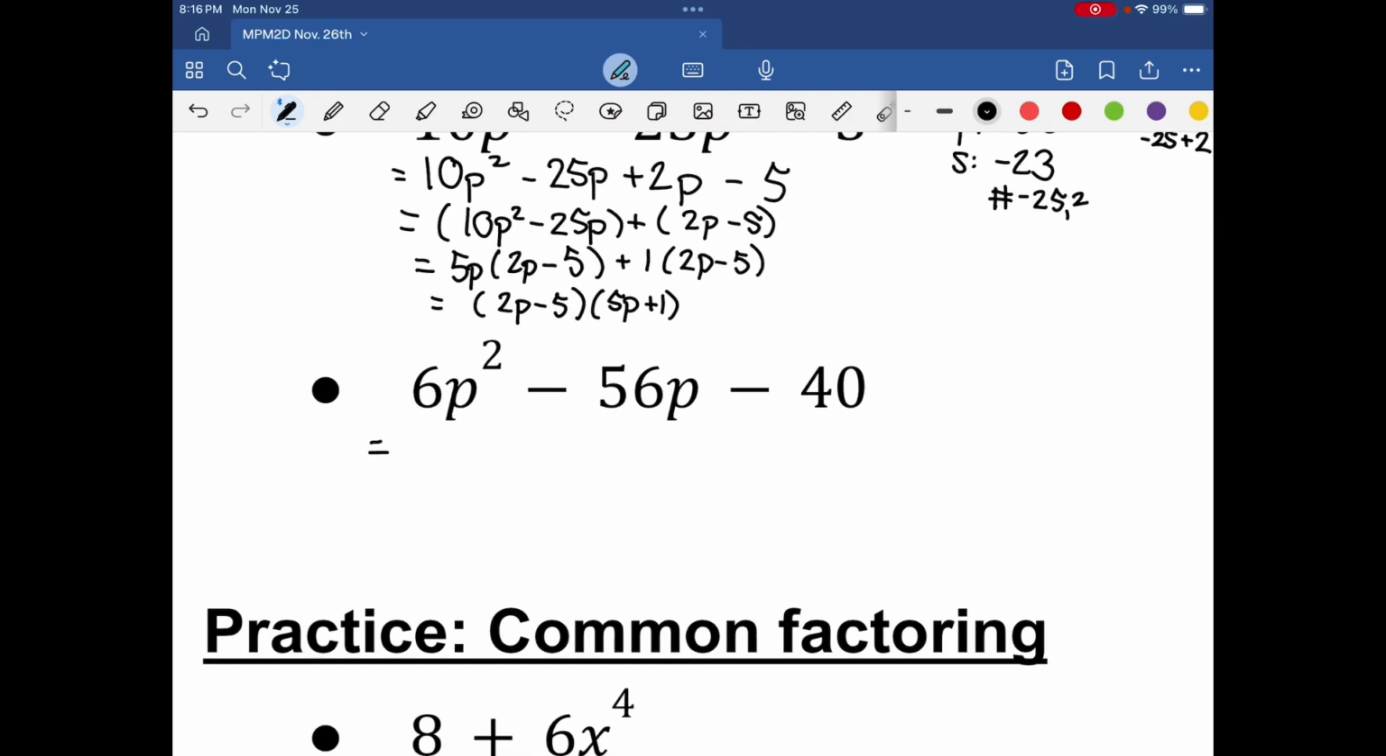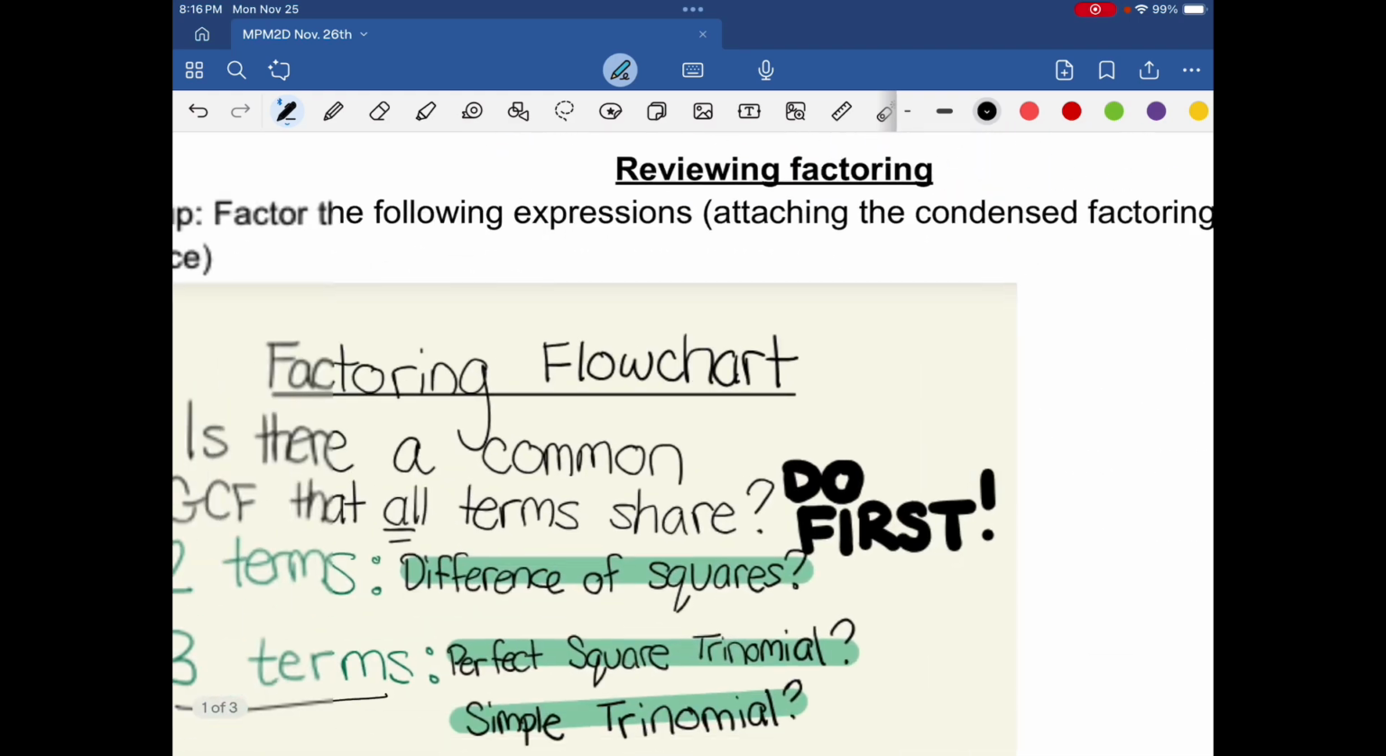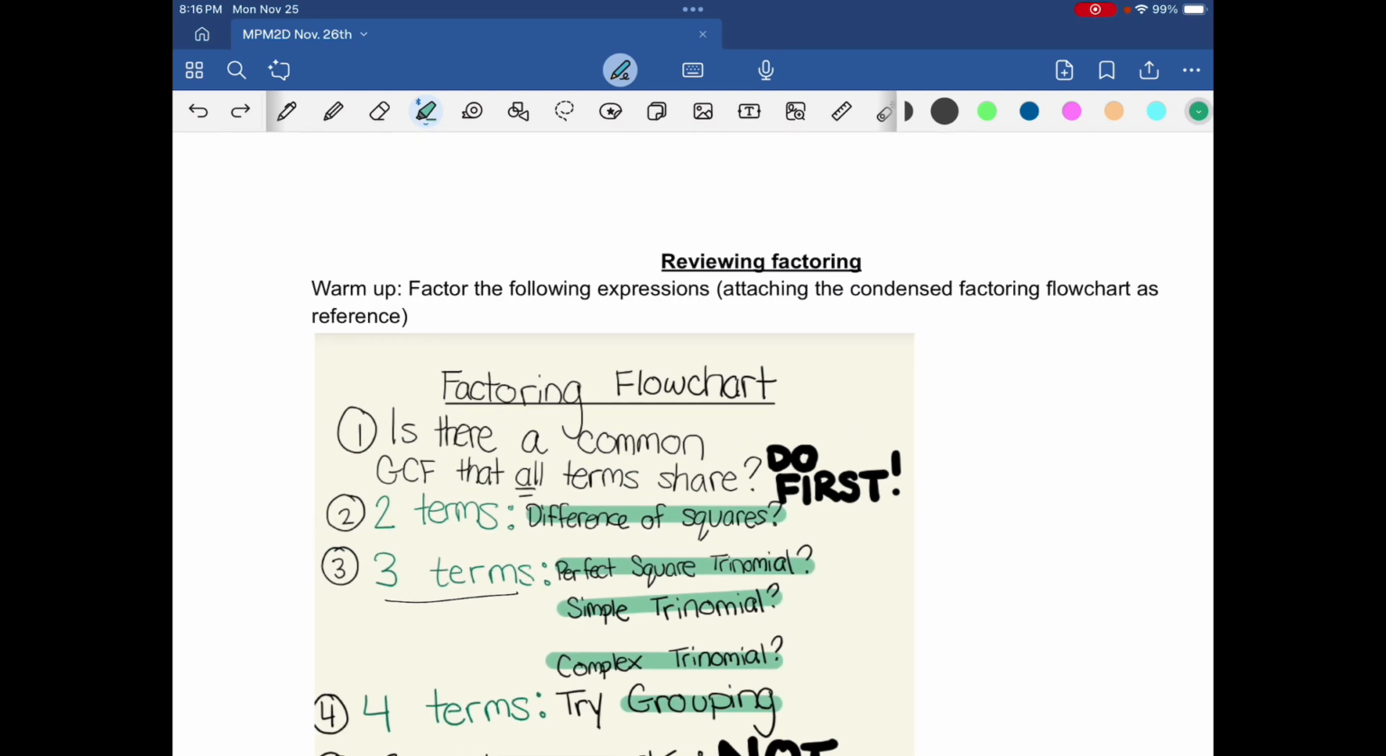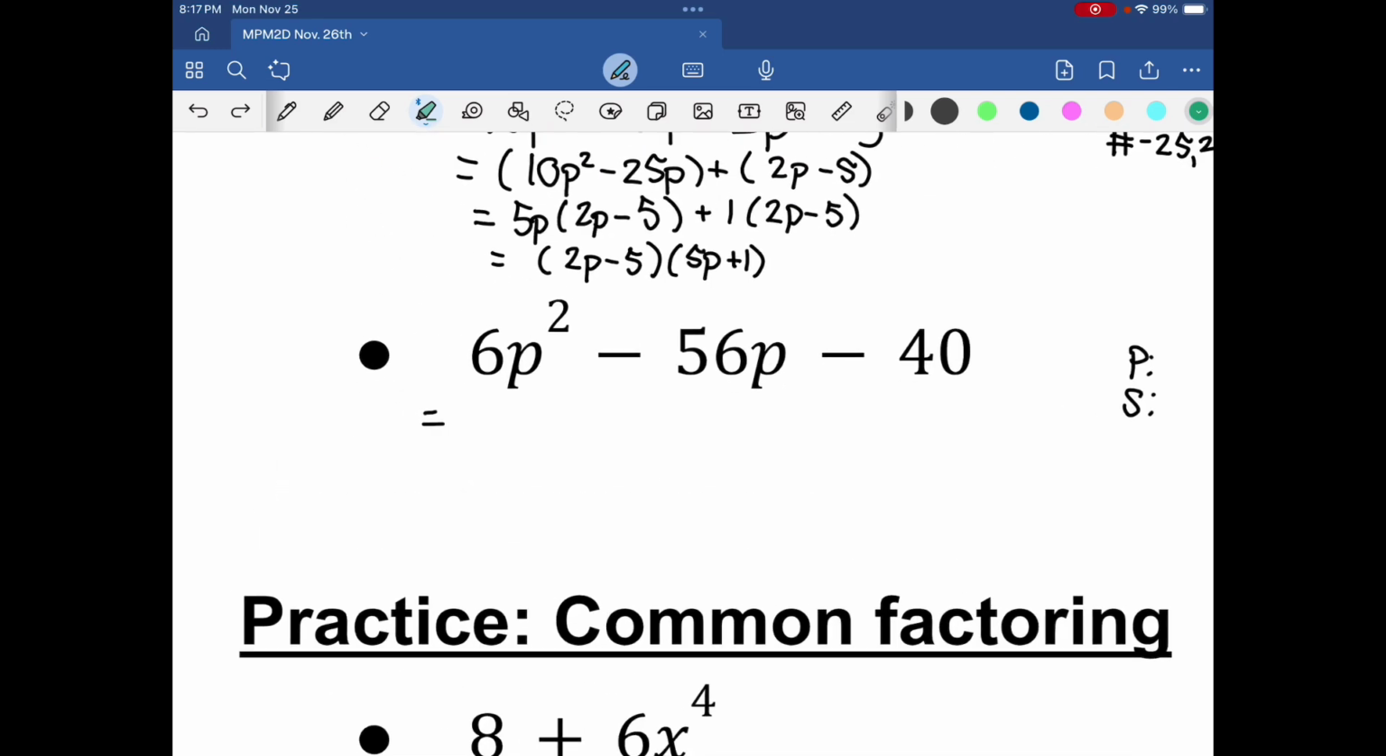And I'm gonna do this again. 6p squared. Love that I did this question. What's the first thing we always do when we factor grade 10s? Is there a common GCF that all of my terms share? Do this first. I know these are all even numbers like 2, 4, 6, 8, continuing on.